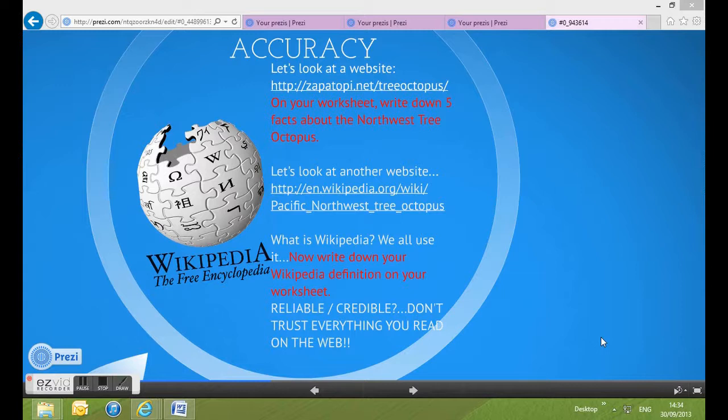I want to start by looking at a website. Say, if you had to do an information report on a chosen animal, what website would you use? This website is about an animal called the Northwest Tree Octopus. I will now read some information, not all, about this animal.